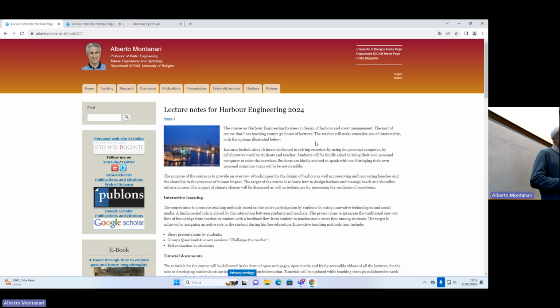So we will talk about the design, as I said, at large scale, which means layout. And we will also talk about the design of some details, some structures. We will not talk about structural design. We will talk about load estimation, but when it comes to sizing the individual pieces, like concrete walls and sheet piles, we will not go into the details of structural mechanics.